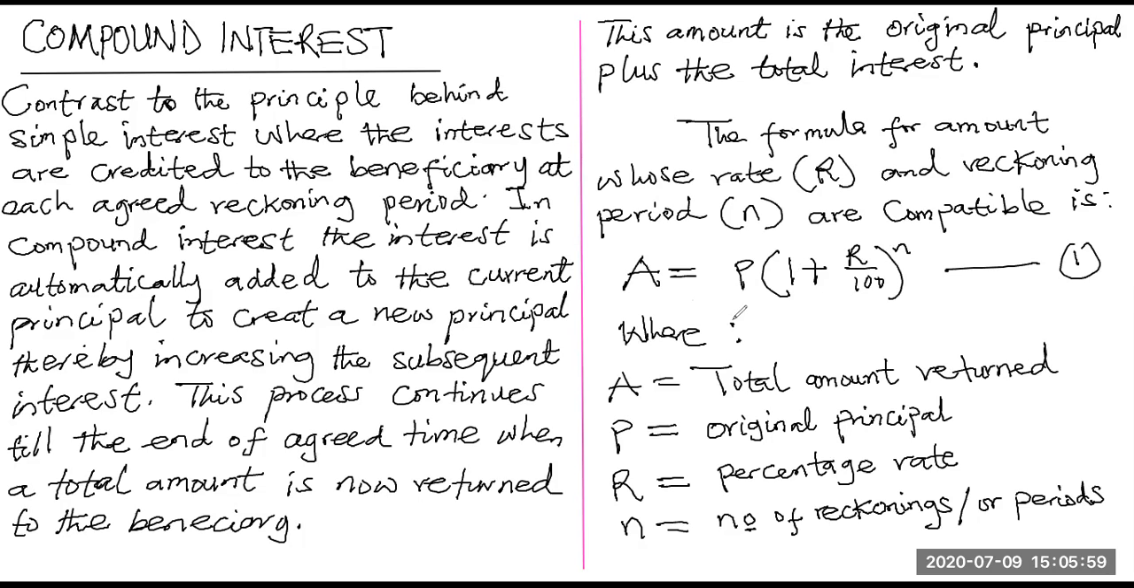All right, so this is the formula, and this formula is used when N and R are compatible. What do I mean by compatible? The units of your N and your R must be compatible. It means that if the rate is given per annum, yearly, your reckoning, which is your N, the number of periods, must also be in years. Using the principles of uniformity in mathematics, you must unify your units so that they can be compatible. So if your N is in years, your rate must also be in years.